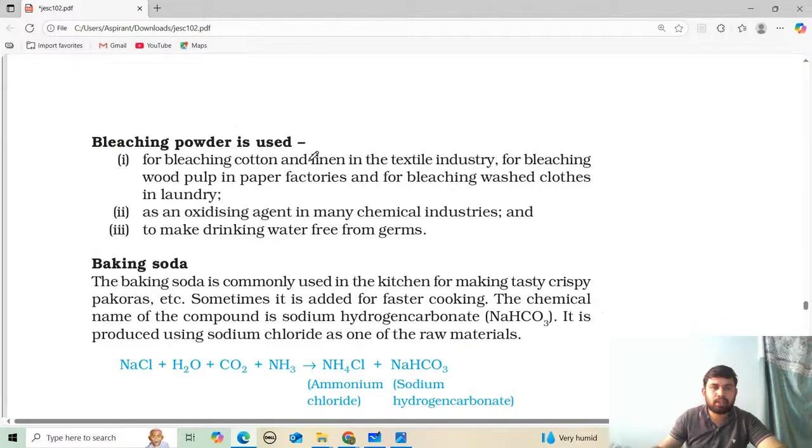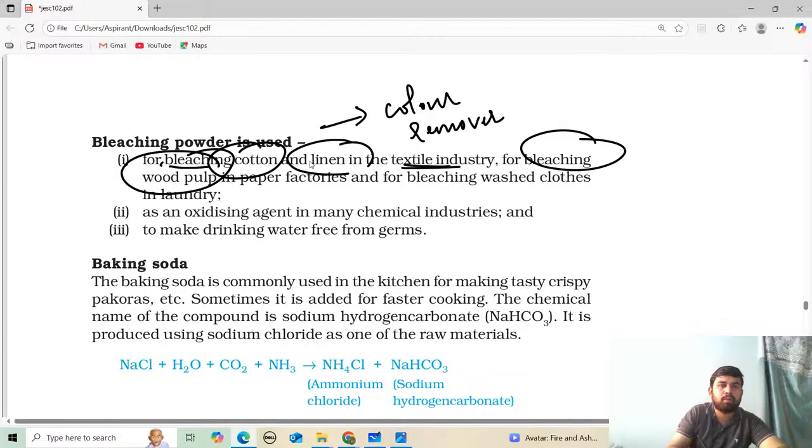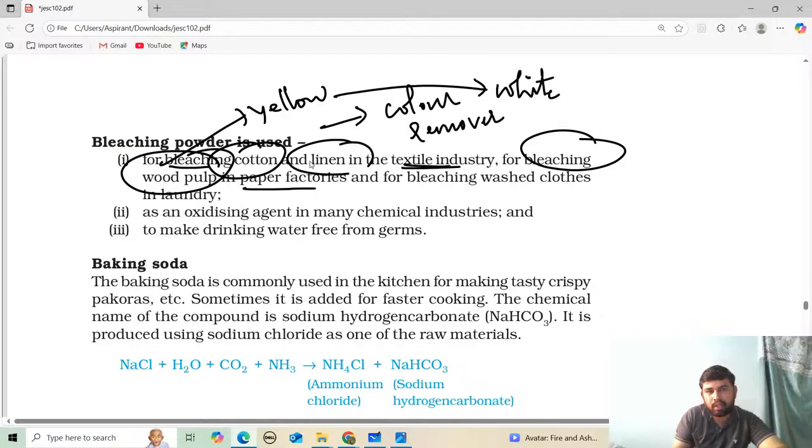Now come to the uses. The first one is bleaching cotton and linen in the textile industry, where it is used as a color remover. Next is bleaching wood pulp. You know very well that wood pulp is somewhat light yellow in color, and that should be converted into white. In that process, they use bleaching powder. Even the paper industry also.